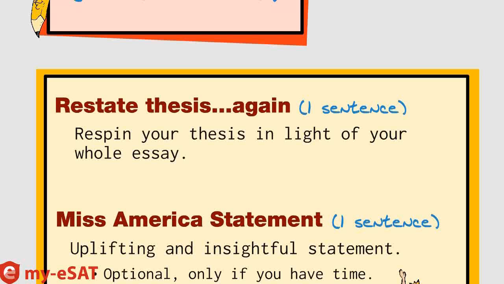The first sentence is where you're going to restate your thesis yet again. You want to repackage, respin, and reword your thesis, maybe present it in a different light. And then if you're really out of time, this might be the only sentence you have in your conclusion.